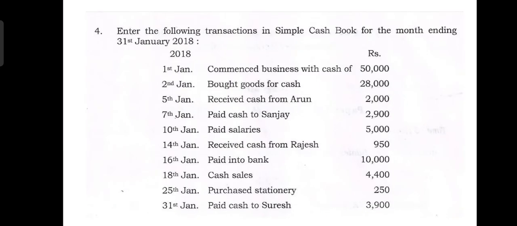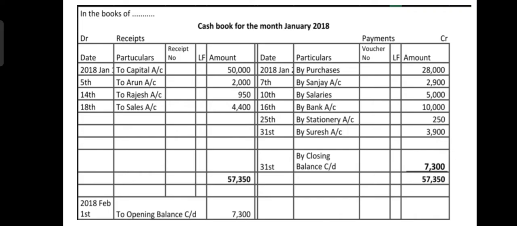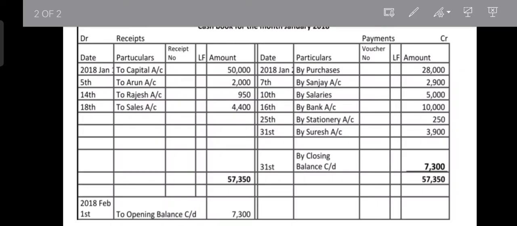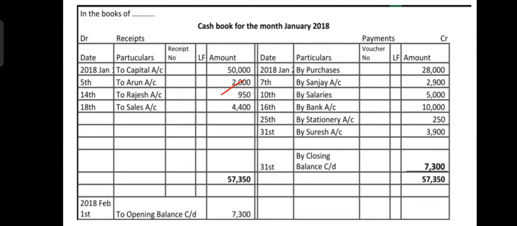So 950 rupees on 14th January. Go to the receipt side, write the date, that is 14th, Rajesh, it is 950 rupees. Okay, so that you have to record under the receipt side. Now see the next transaction.